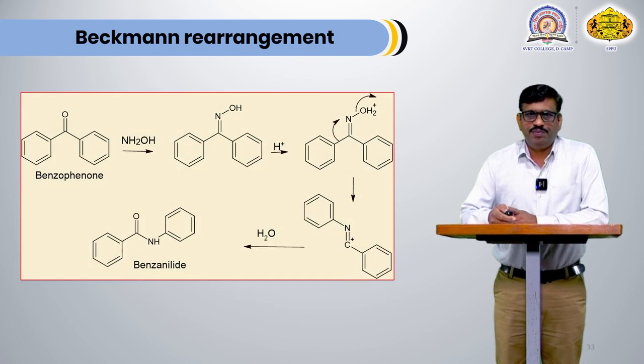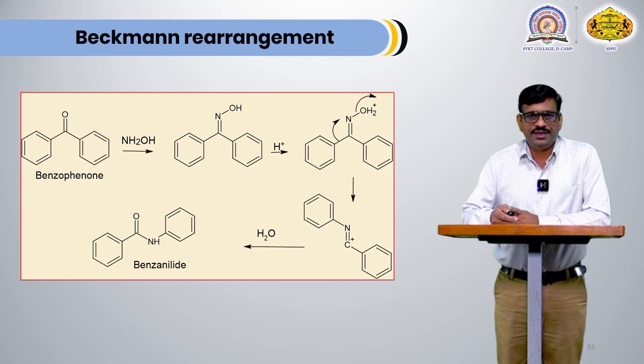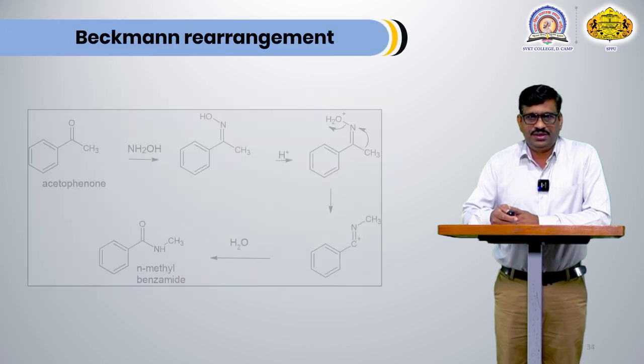This is another example of Beckmann rearrangement. In this case, benzophenone is the starting material. It is a ketone. It reacts with hydroxylamine. Oxime is formed. As it is a symmetrical ketone, orientation of OH group can be on any side. After that, protonation of that OH group takes place. OH is converted to OH2+, and after that migration of one phenyl ring to that nitrogen takes place. Another intermediate is produced, and after addition of water we get benzanilide as a product. This is an example of Beckmann rearrangement.